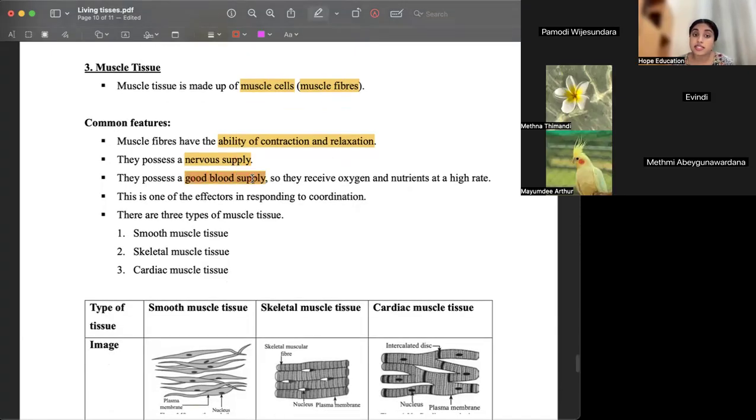They possess a good blood supply, so they receive oxygen and nutrients at a higher rate. This is very important. Muscles constantly work, right? Whether you run or walk, and not only that, there are muscles inside your body too. There are muscles around the stomach, the heart has muscles, they're everywhere. Since muscles work constantly, they need oxygen and nutrients. That is why there's a very good blood supply. Blood is what brings the nutrients and oxygen, it transports them. That is why muscles have a good blood supply.